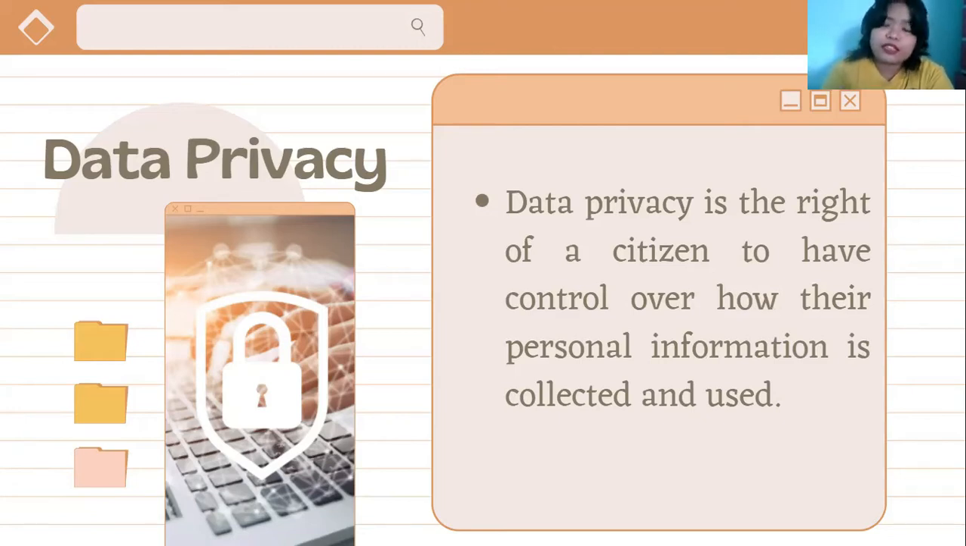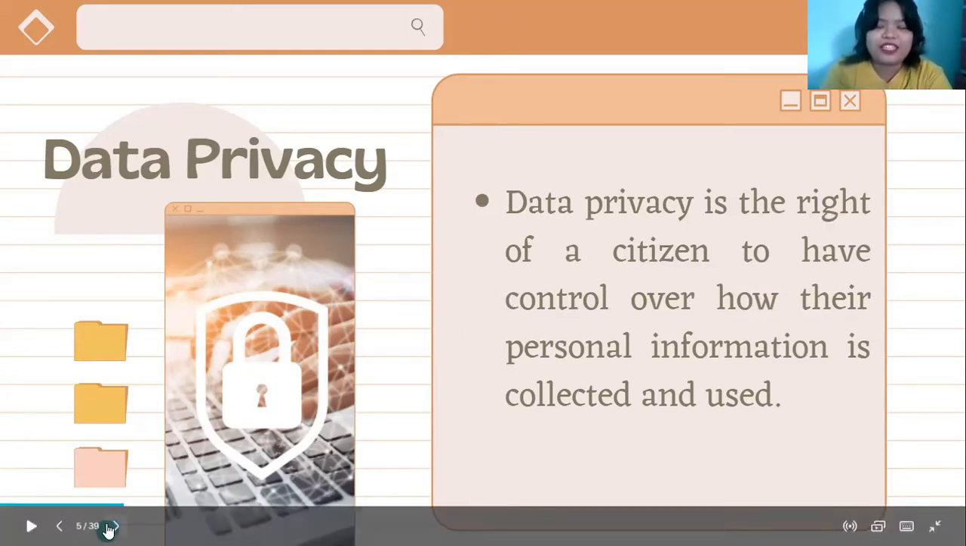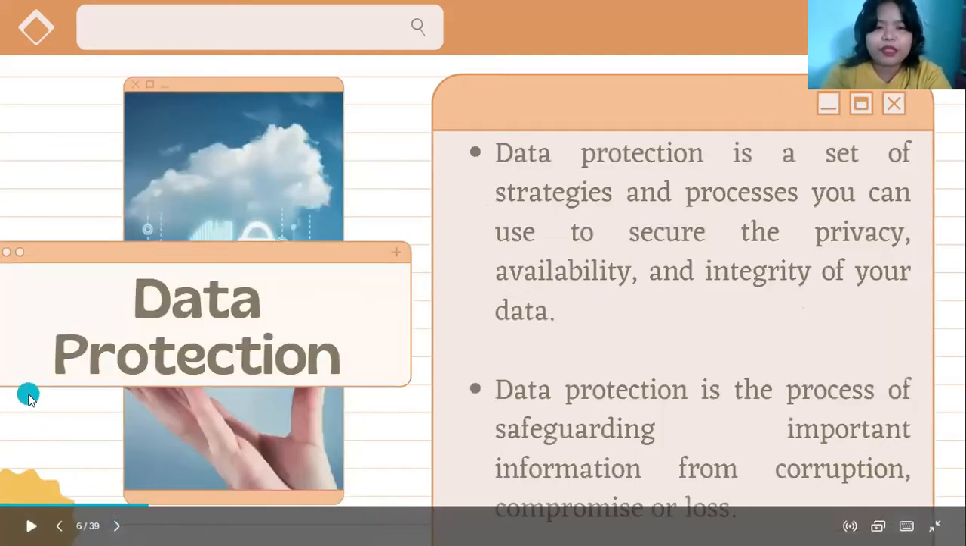Many people believe that data privacy is the most important consumer protection issue today. One factor that contributes to this is increasing technological sophistication as well as the types of data collected as a result. That's all for data privacy. Next slide, please. Okay, thank you.